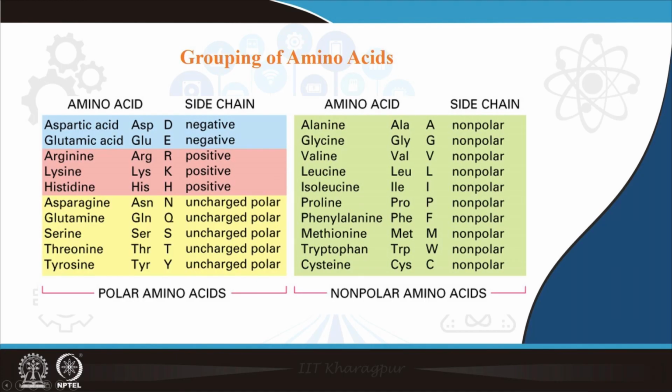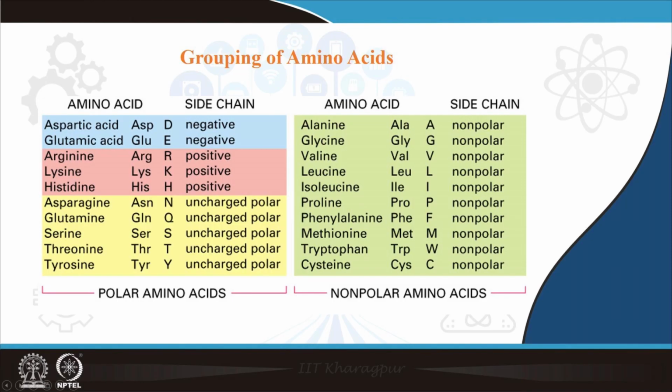Okay, we will see why that occurs in a few slides from now. So the ones that are definitely negative are aspartic acid and glutamic acid. The ones that are definitely positive are arginine and lysine. Okay, we also see histidine in this particular grouping of amino acids. Now what does this mean?